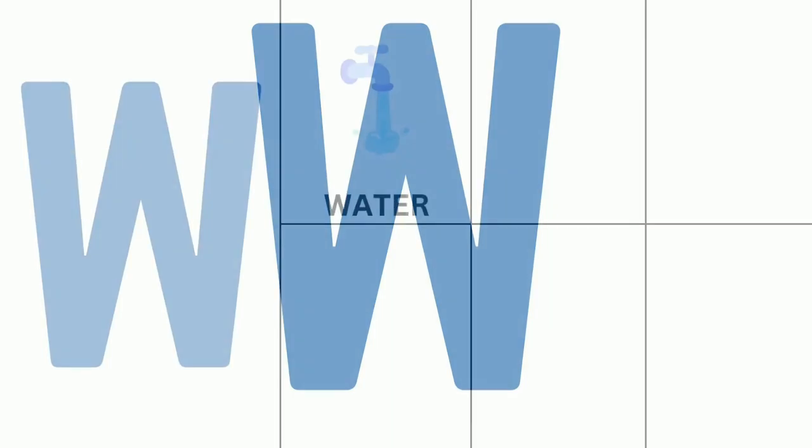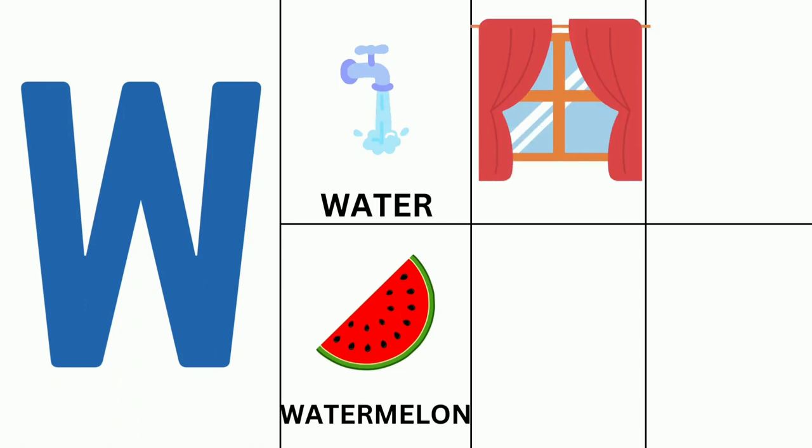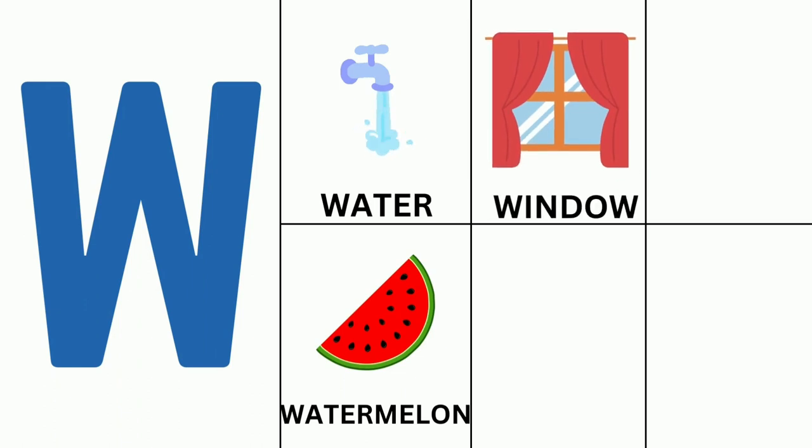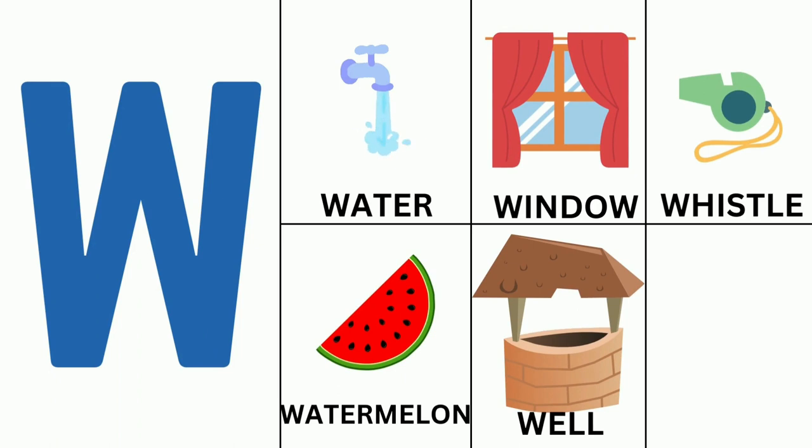W. Let's learn the words that start with W. W for water. W for watermelon. W for window. W for well. W for whistle. W for whale.